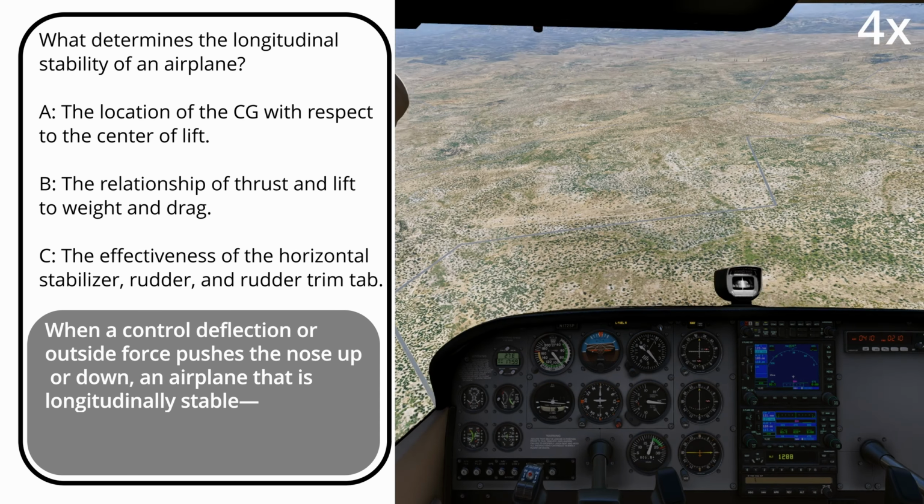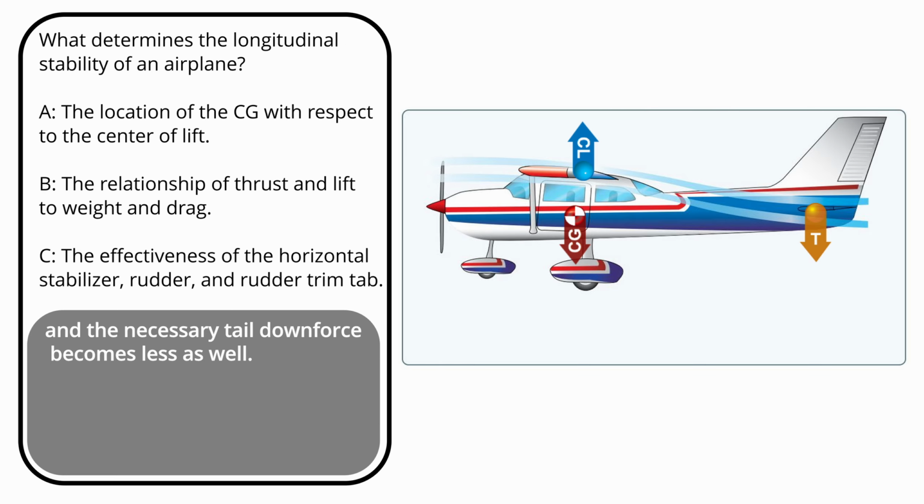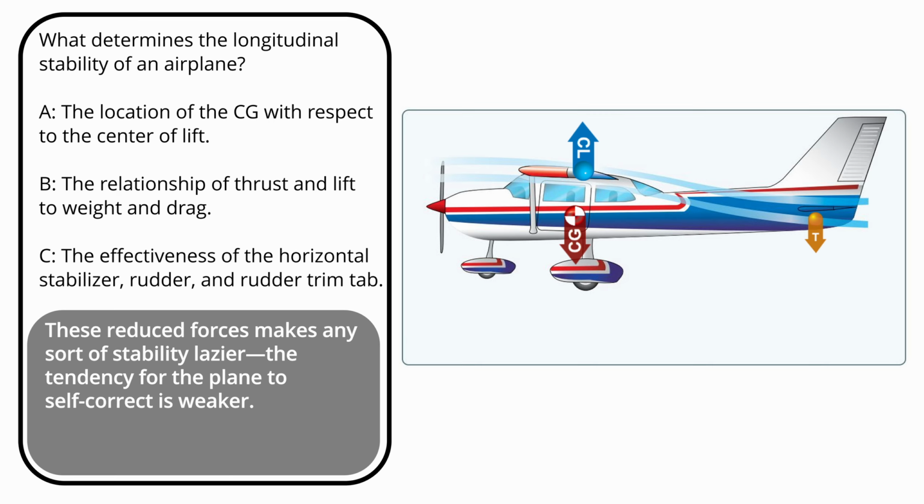If the CG moves aft closer to the center of lift, the nose downforce becomes less pronounced because of the shorter arm, and the necessary tail downforce becomes less as well. These reduced forces make any sort of stability lazier. The tendency for the plane to self-correct is weaker.